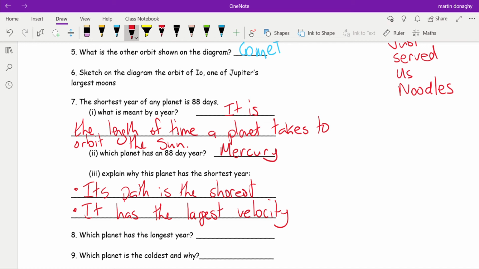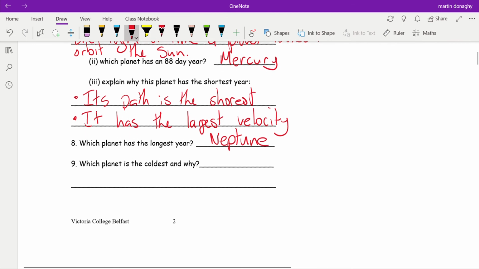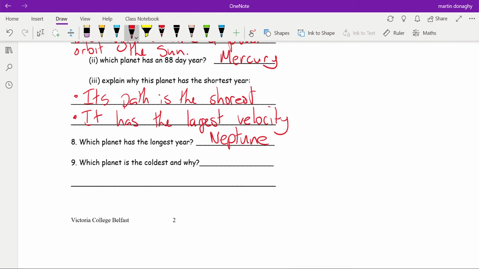And which planet has the longest year? For the opposite reason then, it's Neptune, because it's furthest away and it travels the slowest of all the planets. Which planet is the coldest and why? We're going to go with Neptune, just to keep it uncomplicated, because it's furthest from the sun.